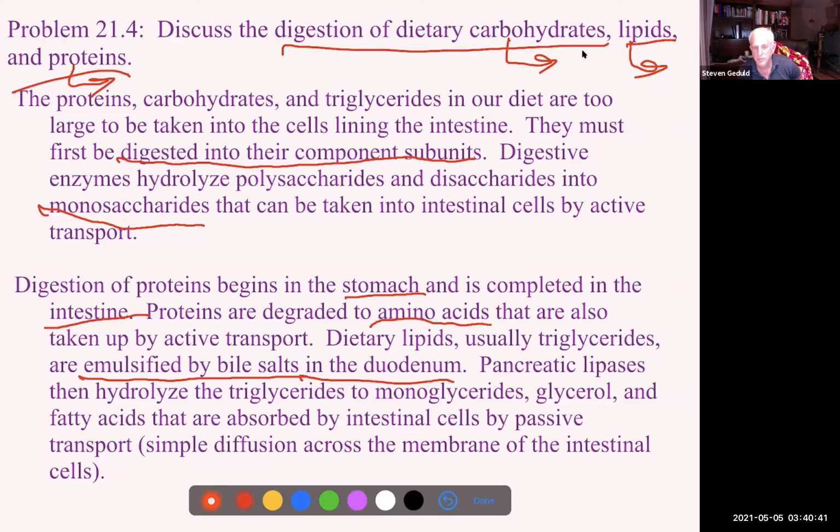Right? So dietary lipids are triglycerides. They're emulsified. Remember, they get surrounded by these bile salts. These form these emulsifications in there. Okay? Pancreatic lipases hydrolyze the triglycerides to monoglycerides. So it starts breaking them down. And then glycerol and fatty acids are absorbed by intestinal cells by passive transport, simple diffusion across the membrane. So you got to remember that the glycerol and the fatty acids are nonpolar, so they can travel across the membrane.